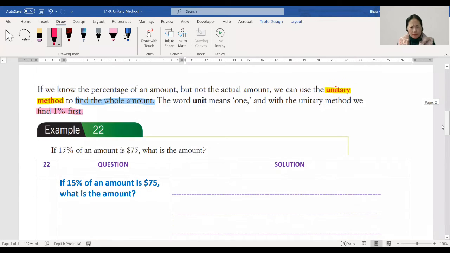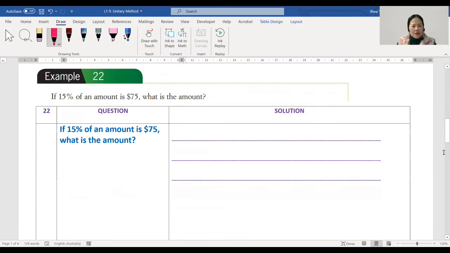So that sums up what we've just done. It's called the unitary method. The whole point of the unitary method is to find the whole amount. Unitary, unit, is 1. First, you make it into 1%, and then you times by 100, just like what we did for Anna's weekly earning. Now, let's have a look at example 22. If 15% of an amount, and because we don't know the amount I'm going to call it X, is $75, what is that amount?